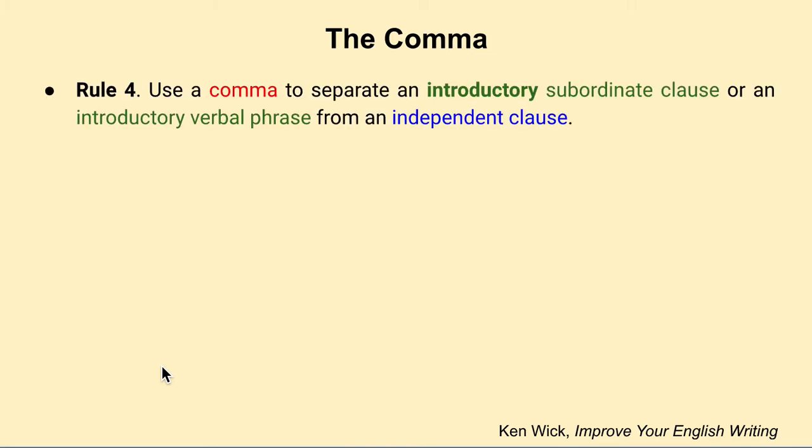So rule number 4: use a comma to separate an introductory subordinate clause or an introductory verbal phrase from an independent clause. Once again, the introductory clause or phrase will be in green. The independent clause will be in blue.